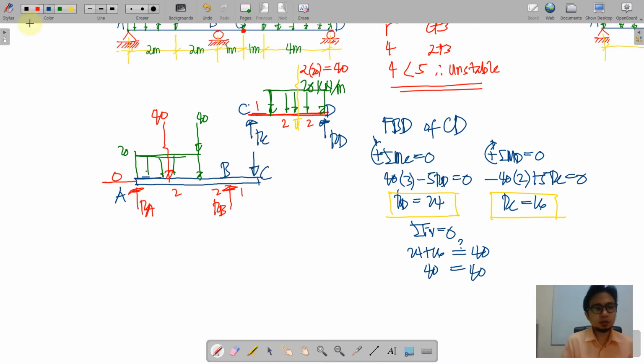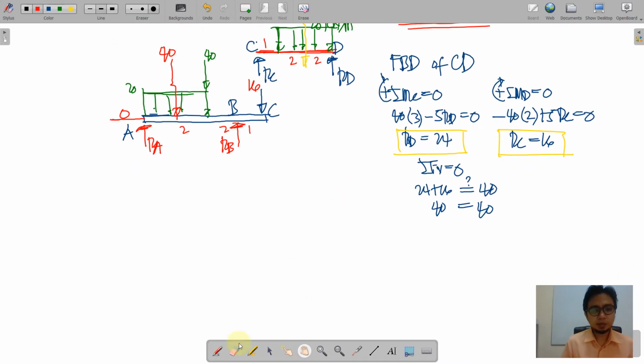We just have to transfer what we have obtained on this one. So I'll just place the value of RC, which is equal to 16 here. Okay, and then proceed to the FBD of ABC.